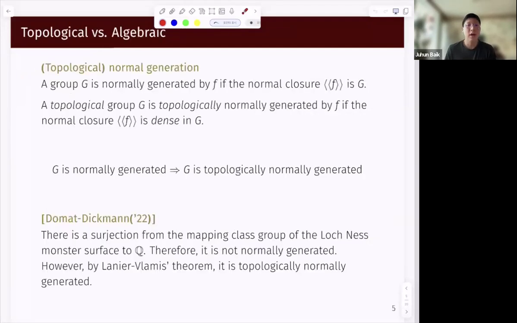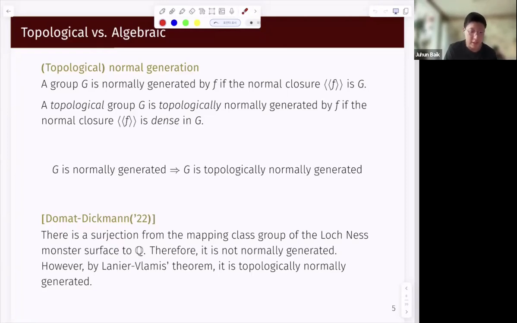Okay, so those are the differences between the finite type and infinite type. And then let me just point out why I'm caring about topological normal generation. The group G is normally generated by F if the normal closure is G. And topological normal generation is where you just add every property with a topological thing.